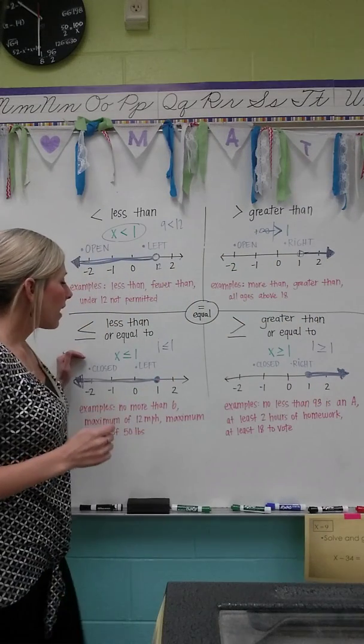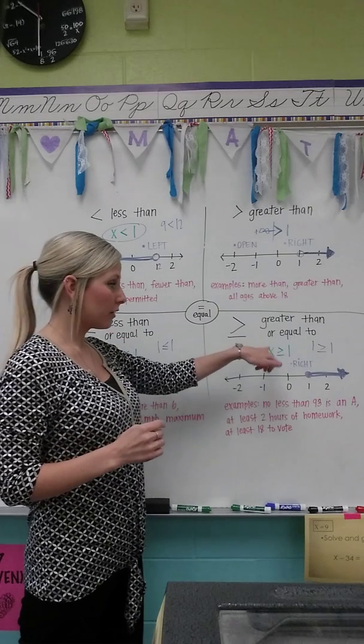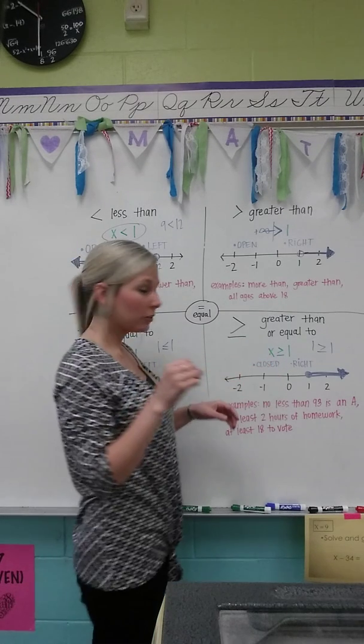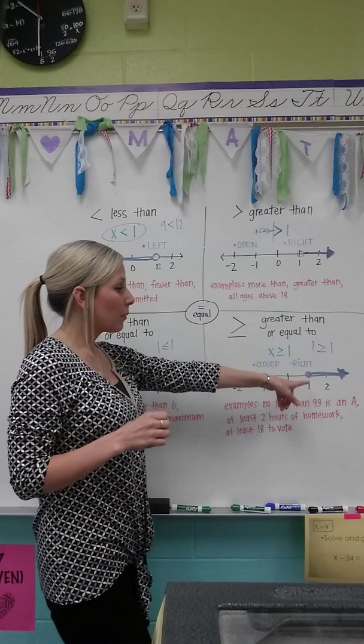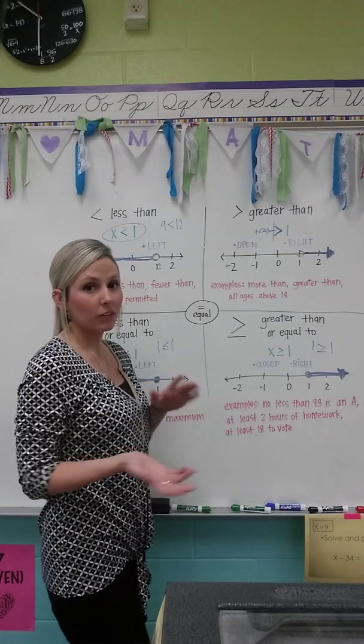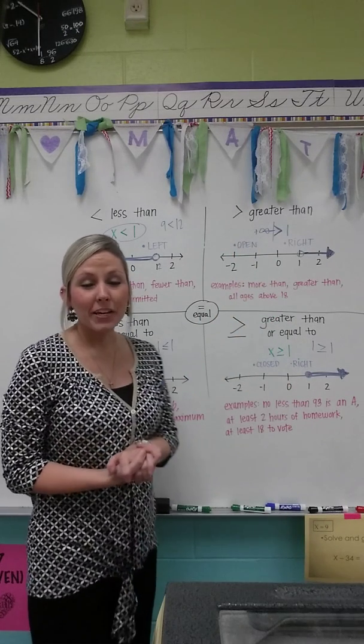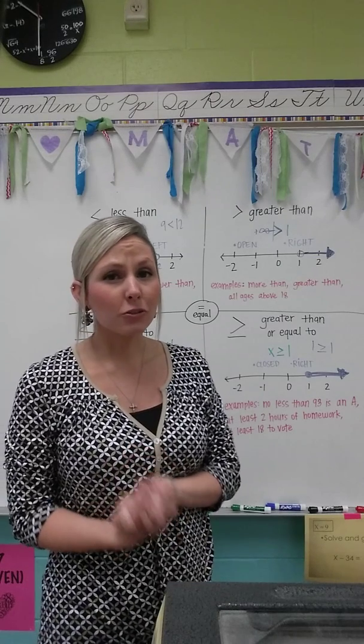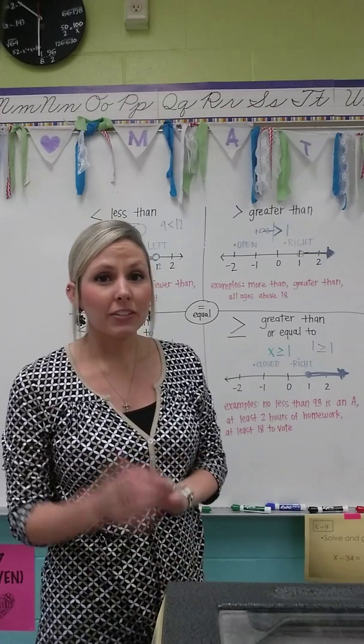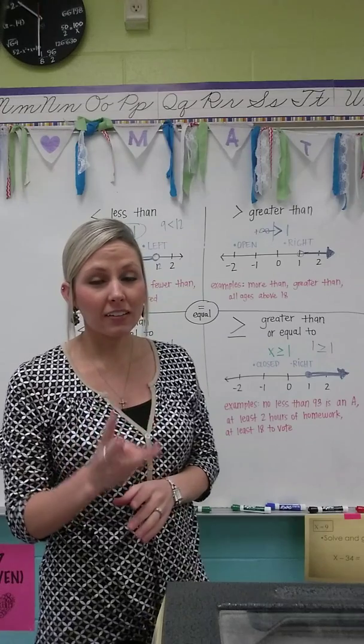And if you have less than or equal to or greater than or equal to, you're going to have a closed circle. And you're, again, going to be pointing whichever way the arrows are going. So that sums up graphing inequalities. They're super easy. You just have to remember if it's open, closed, or which way to shade, to the left or to the right.